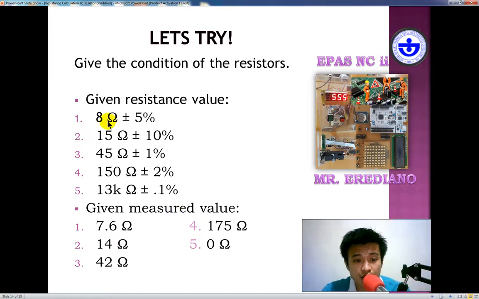So this is our resistor 1. Assuming that these are the measured values that you were able to get along the testing of the actual resistor using a multimeter, you are to identify what is the condition of these 5 resistors. So try to answer this, and we will find out if you really got the discussion that we had in the last few minutes.